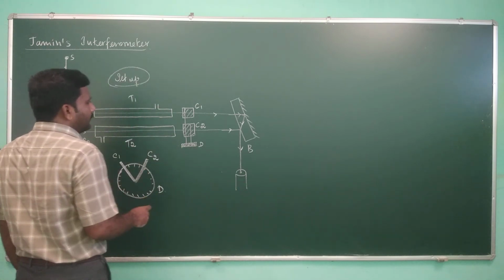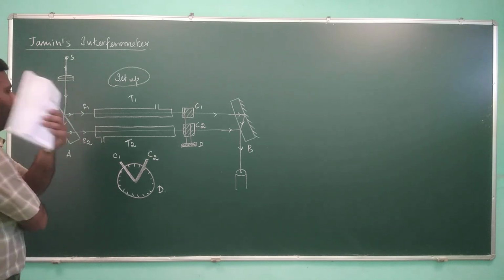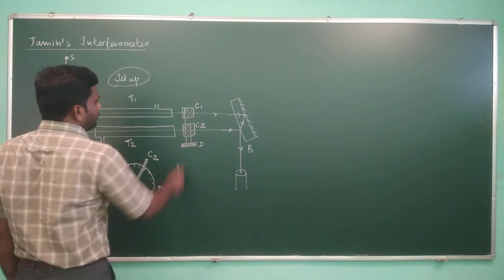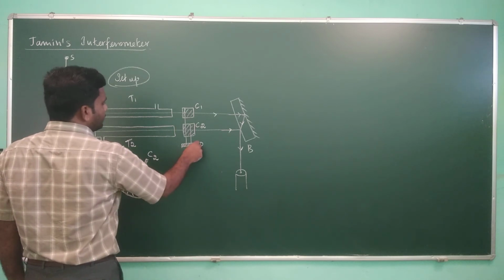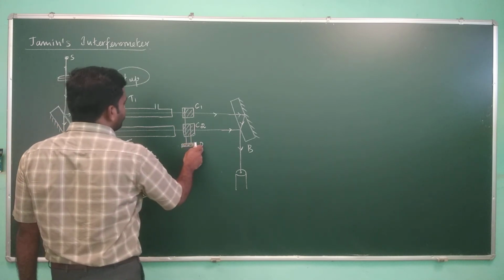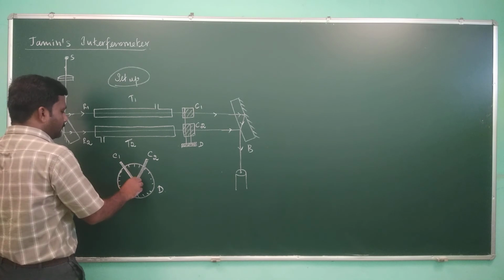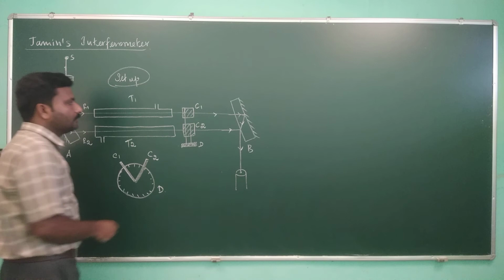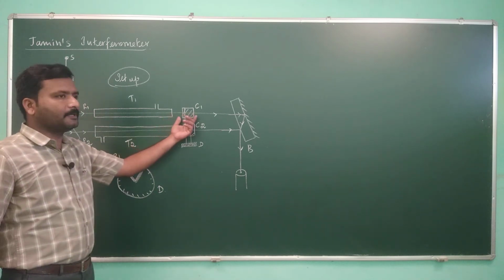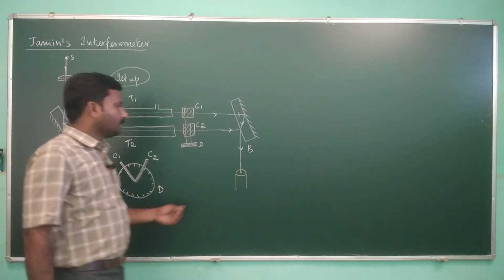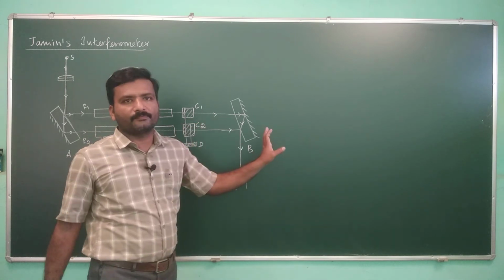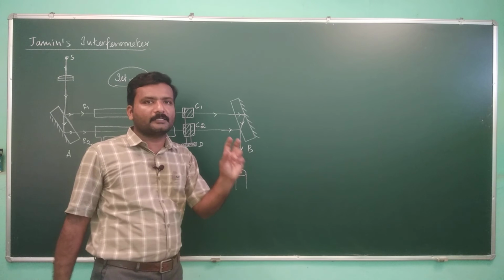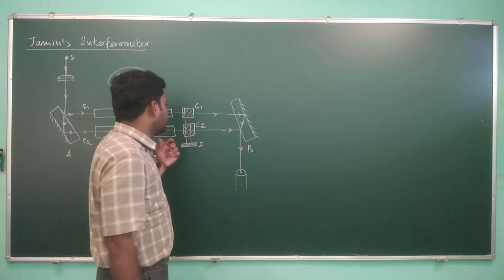So we create a calibrator. In this setup, these two are glass plates, connected to a circular disc D, right? There are two markers, one from C1 and another from C2, right? If you move this glass plate in one direction, then the net path difference between these two rays will increase. If you move the glass plate in another direction, then the path difference will decrease.